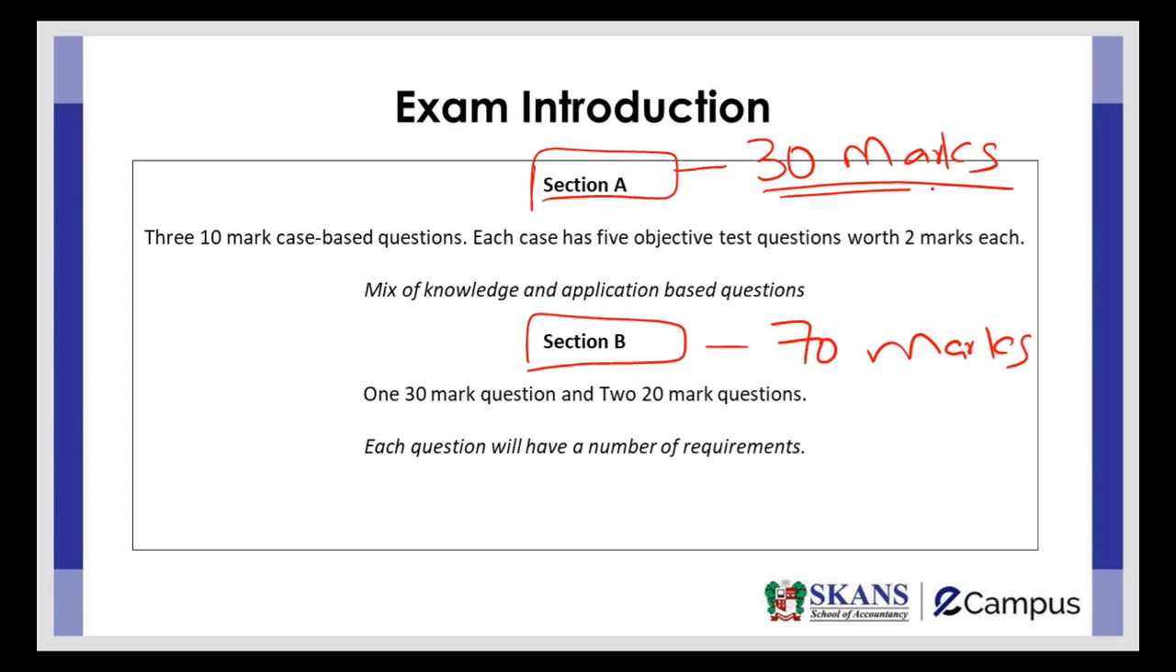So now for these 30 marks, you're going to be given 3 10-mark case-based questions. So there'll be 3 mini scenarios, and for each scenario, there will be 5 objective test questions worth 2 marks each. So objective test questions could include multiple choice questions. It could include fill in the blanks. It could include drop down, multiple response, etc., etc. So 3 case studies, 3 mini case studies. From each case study, you'll have to answer 5 questions.